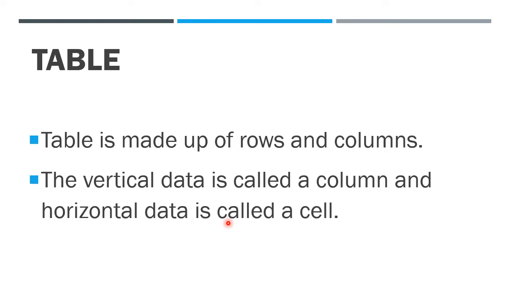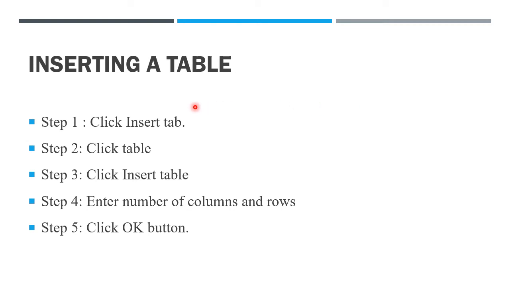Now how to insert a table in Microsoft Word? Come, let's see the steps. In the first step, click the Insert tab, and step 2, click Table. Step 3, click Insert Table. Step 4, enter the number of columns and rows. And the fifth step is to click the OK button. So these are all the steps to follow to insert the table.